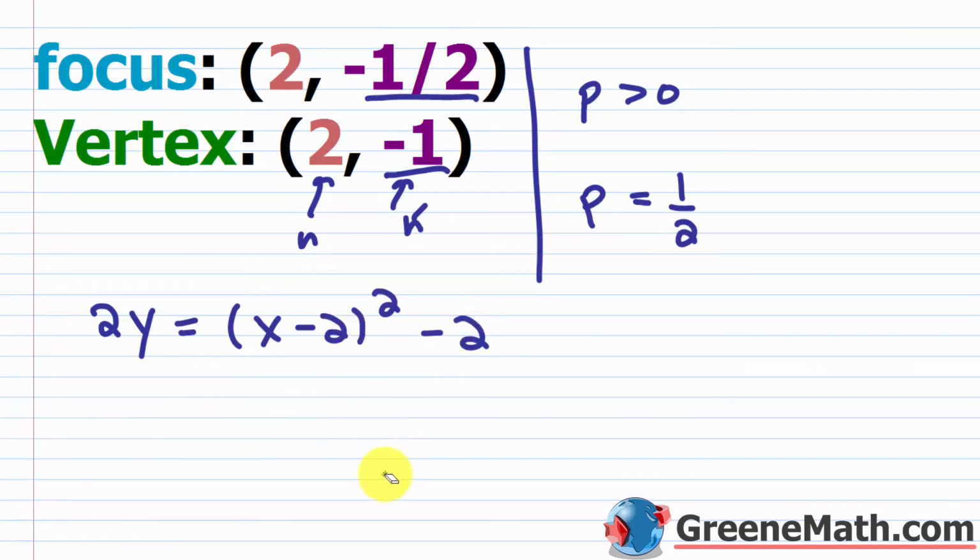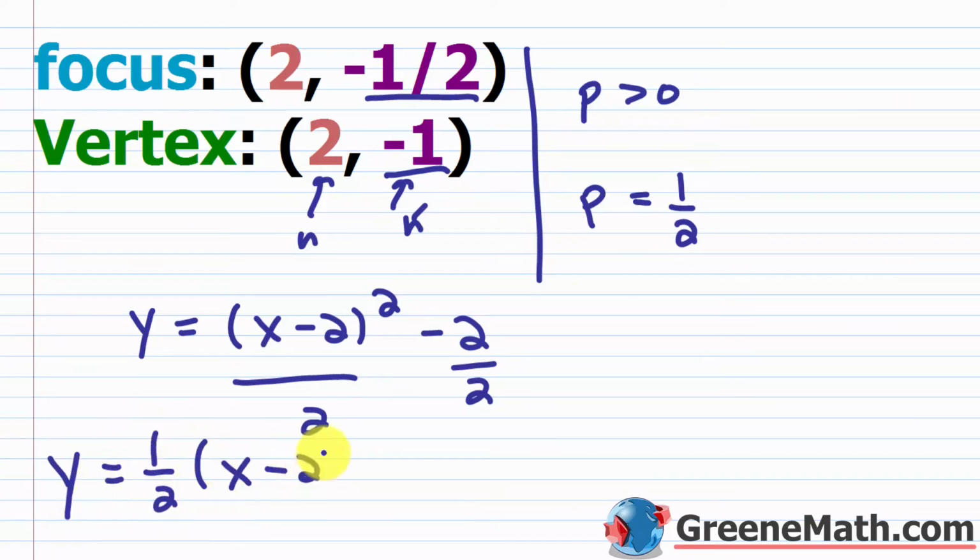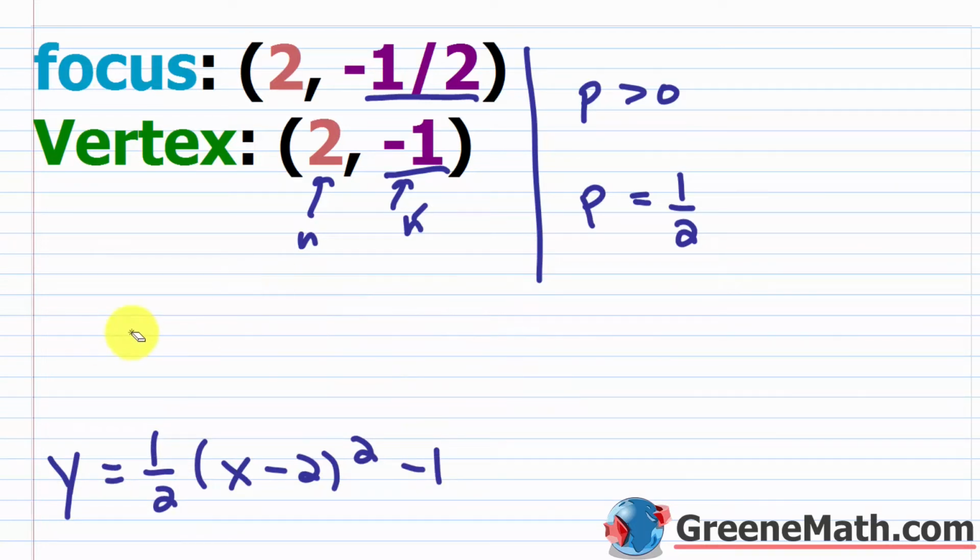And let me divide both sides by 2 now. And so what will that give me? You could really write this as y equals 1/2 times the quantity x minus 2 squared minus 1. Okay, so this would be the answer that I would give if I was in class. It's solve for y, and it's nice and neat.